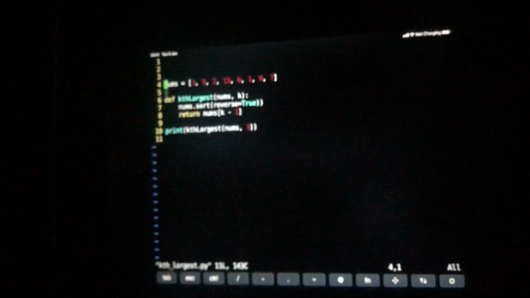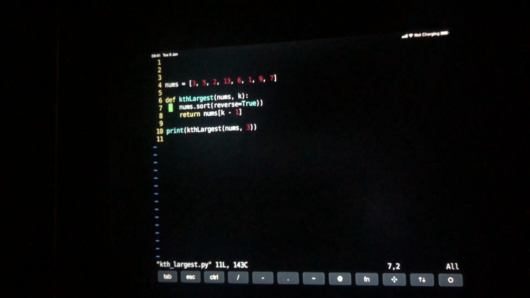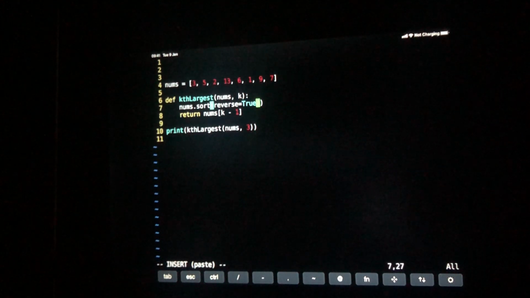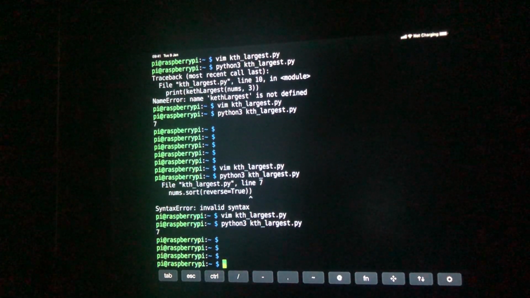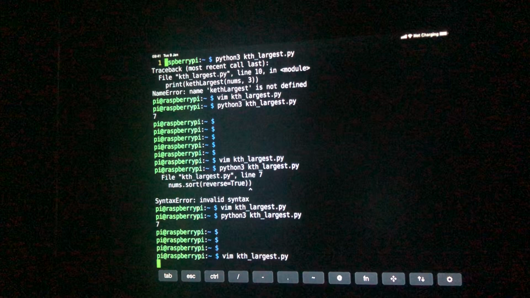I have a duplicate. Unnecessary bracket, too many closing brackets. Yeah, 7. Okay, now let's try the binary search.